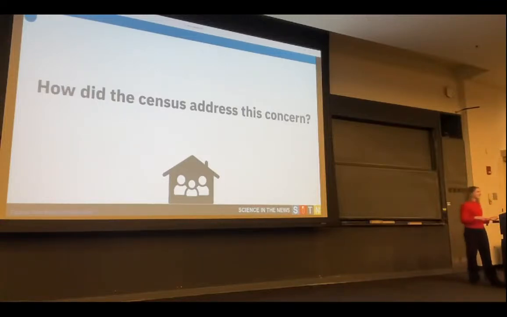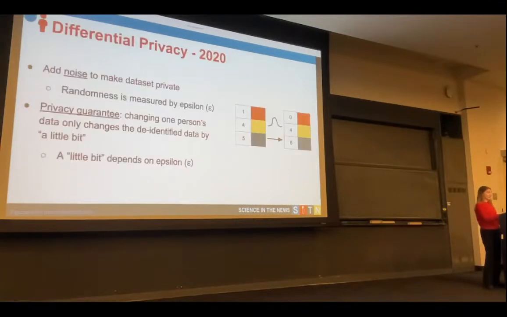So at this point, the Census Bureau sought to find a new method to make data private, and they turned to differential privacy. So differential privacy, the method used in 2020, is a little less immediately intuitive than swapping, but we're going to work our way through it. It's going to be fine, and I'm just going to provide you some general intuition for how differential privacy works.